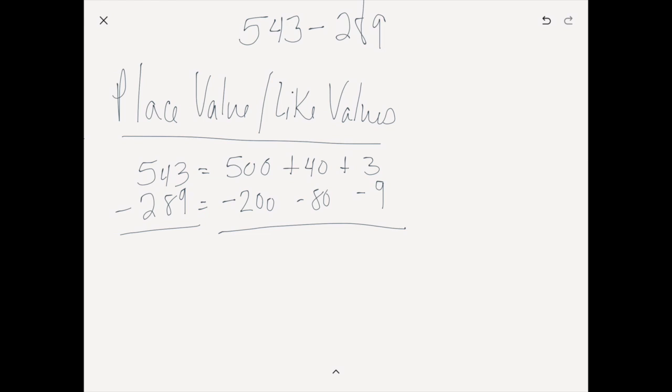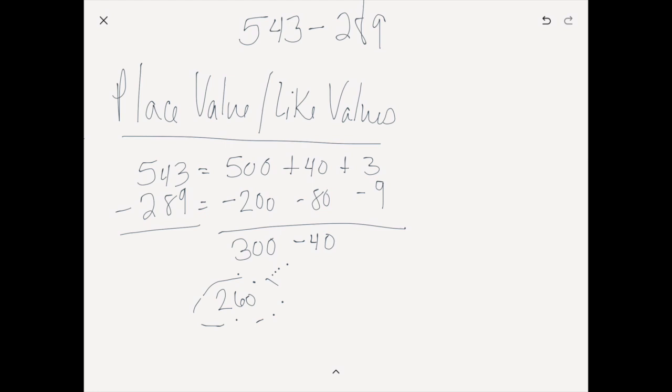And I'm going to actually start from left to right because that's the way kids read, and that's the way a lot of kids naturally want to do this. 500 minus 200 gives you 300. 40 minus an 80. Well, I could take away 40, but I still need to subtract a 40. And guess what? I got 300 over here to be able to subtract that 40. And off to the side, the kids are over here thinking already, 300 minus that 40, that's 260. And then they come over here and they've got 3 minus 9.